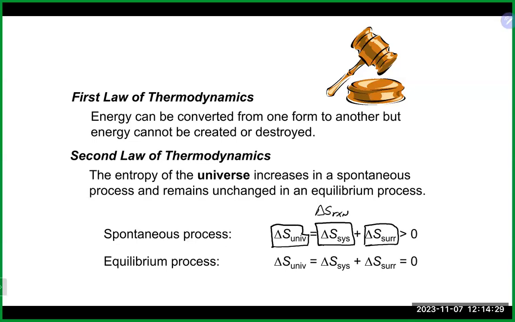So in order to use delta S, or the entropy, to determine whether or not a reaction is spontaneous, you do need to calculate the delta S of the universe. We're going to go through how we calculate each of those things in just a second. But you need to calculate both the system and the surroundings, and add them together. If you get a positive value, then it will be a spontaneous process. Obviously, the opposite is true. If you get a negative value, then it will be a non-spontaneous process.